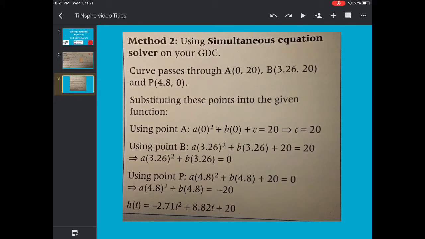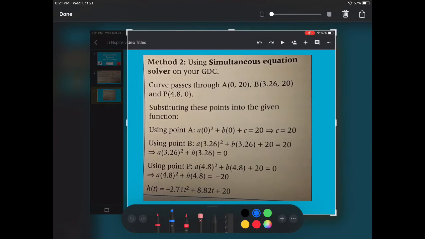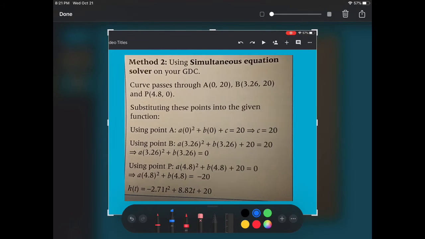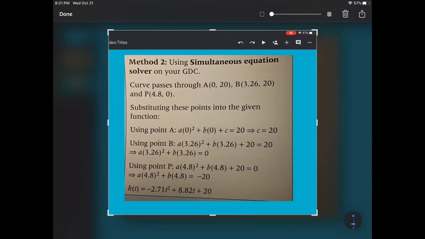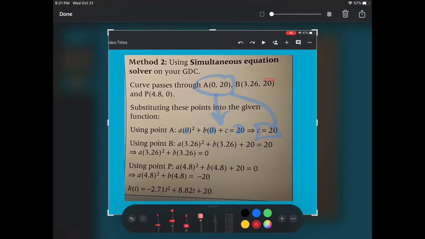Well, if we look here, when you plug in the points from your problem, we had a point of 0, 20, so I plug in 0 and 20, and then when I solve that, I get c is equal to 20. That's fantastic. Okay, so that's an intercept right there. And then I use this other point B.